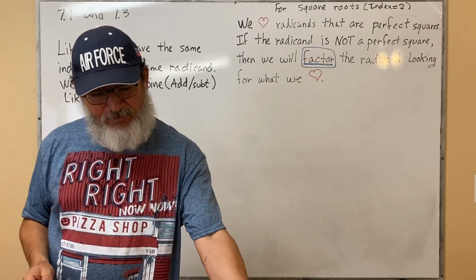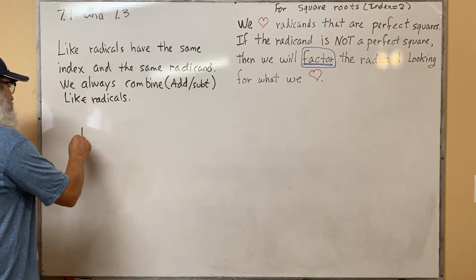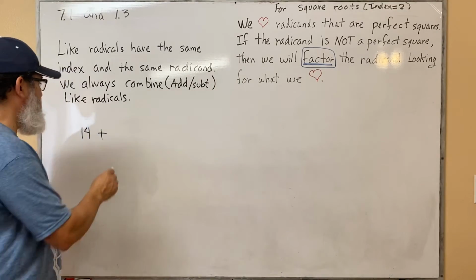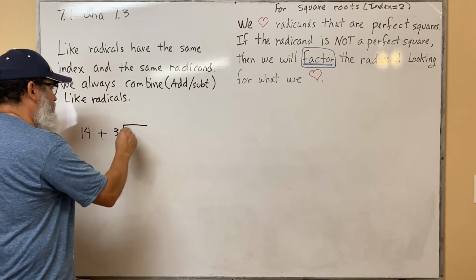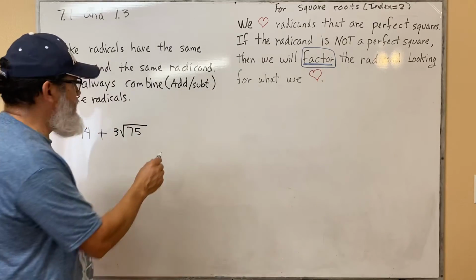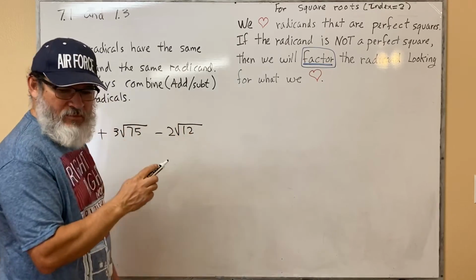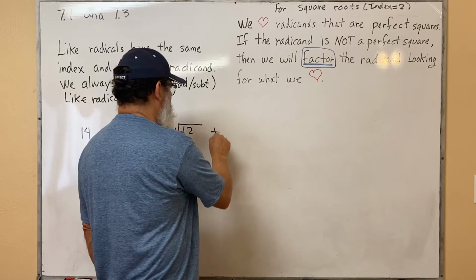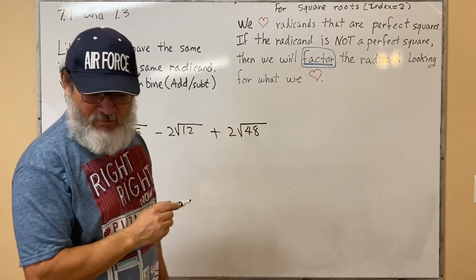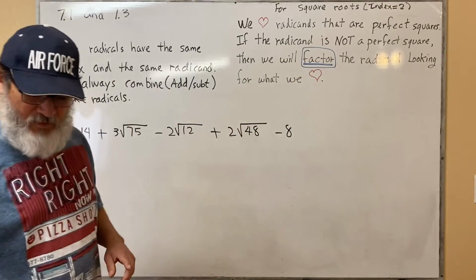Well, consider the following. Consider this: 14 plus 3 times the square root of 75, minus 2 times the square root of 12, plus 2 times the square root of 48, minus 8. Here we go. Look at this.